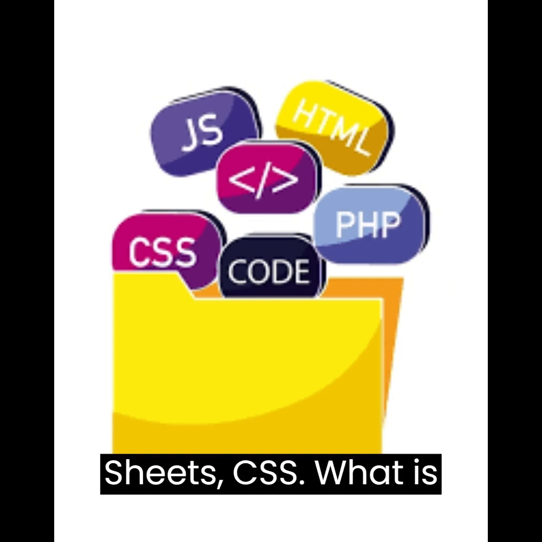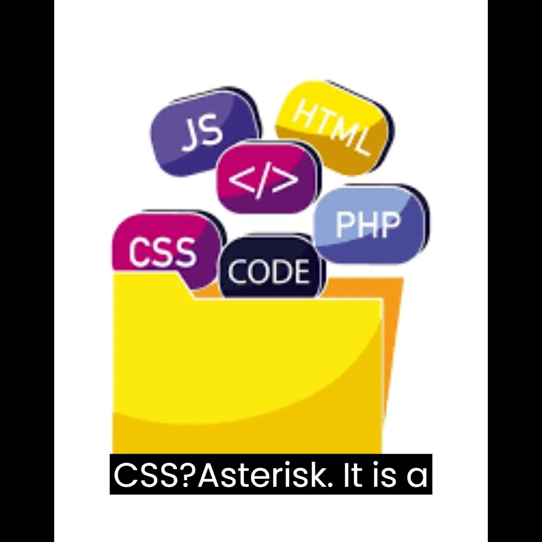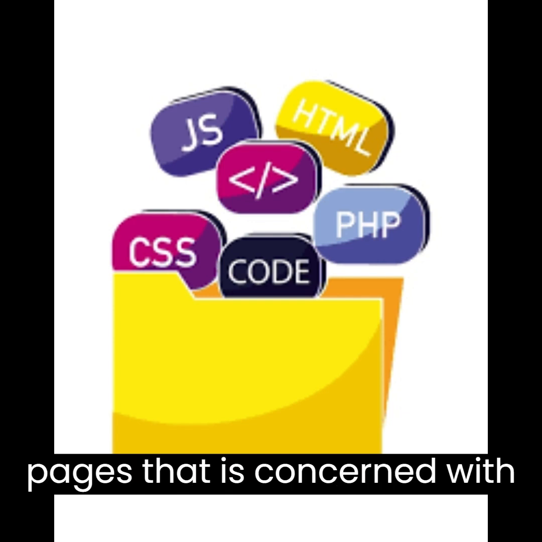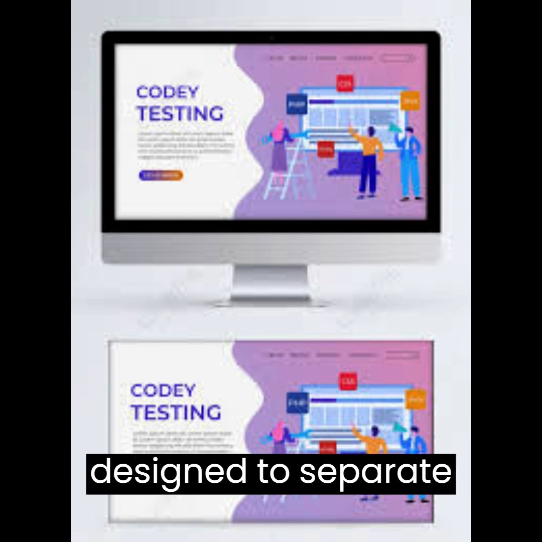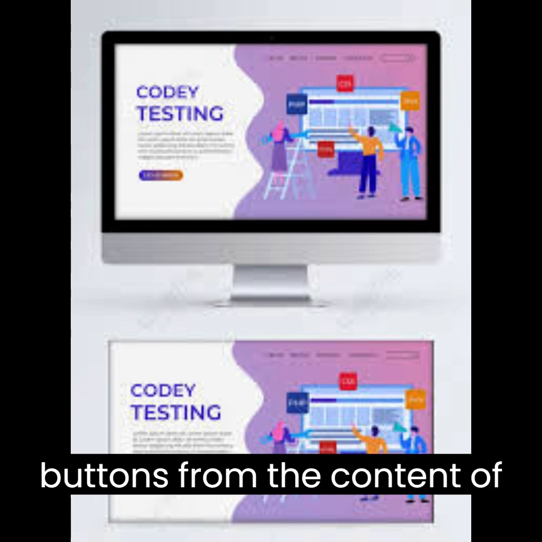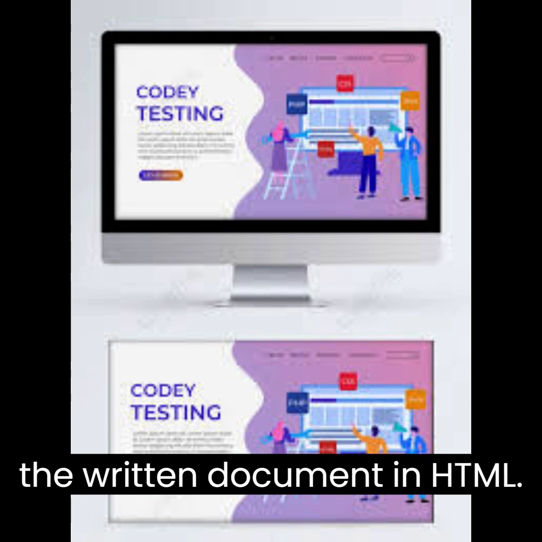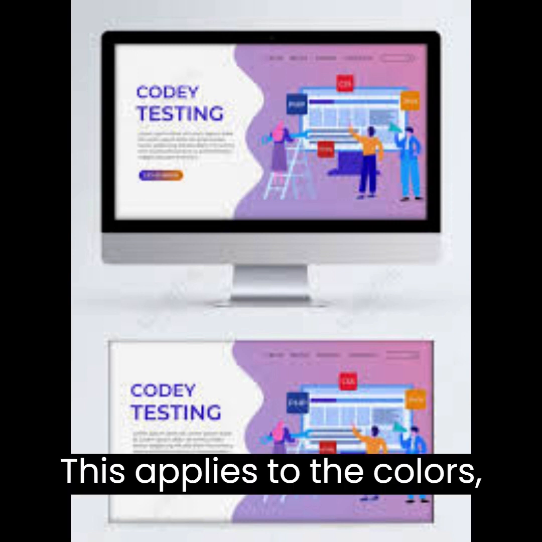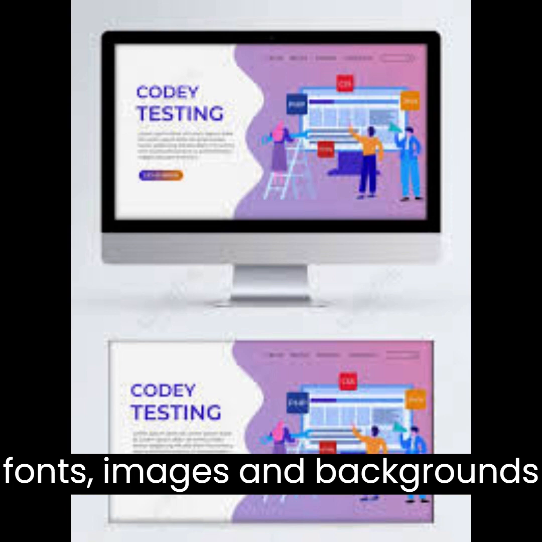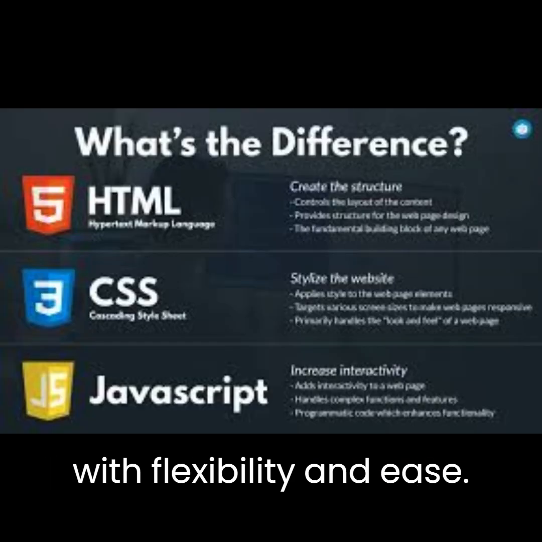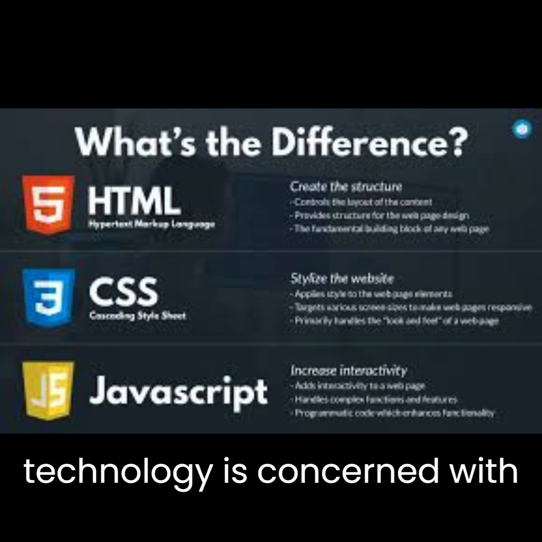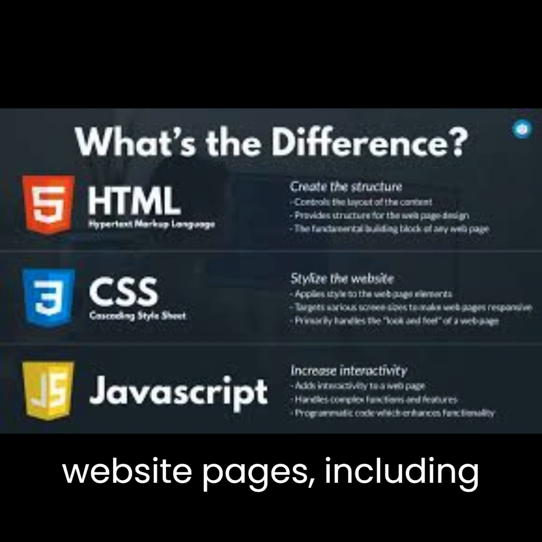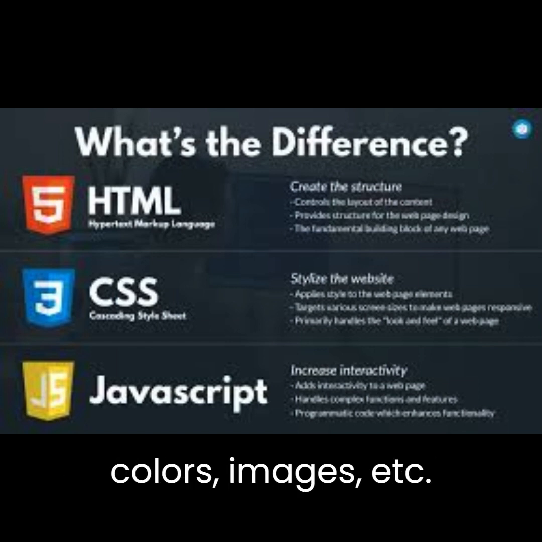Cascading Style Sheets, CSS. What is CSS? It is a formatting language for web pages that is concerned with the form and design of websites. It was specifically designed to separate formatting, colors, fonts, buttons, from the content of the written document in HTML. This applies to the colors, fonts, images and backgrounds that are used on the pages, with flexibility and ease. This technology is concerned with the overall appearance of website pages, including colors, images, etc.